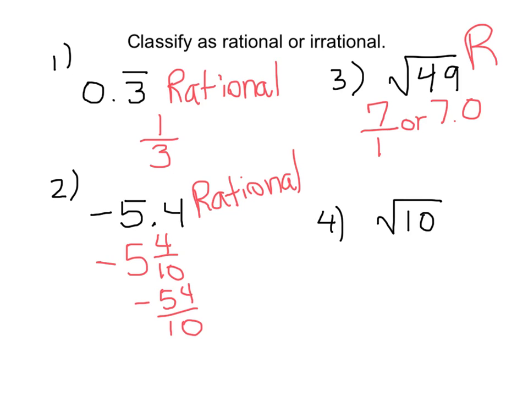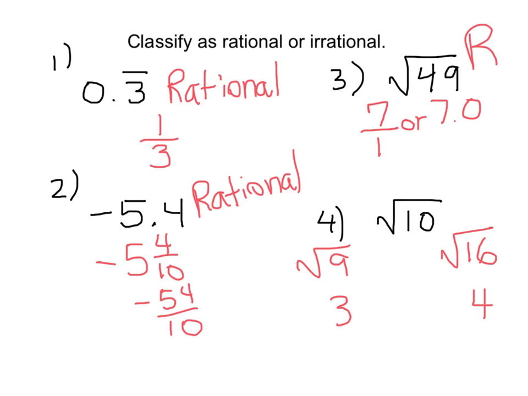Finally, number 4. Now, number 4 is a square root of a number that's not a perfect square. Now, square root of 10 is not 5 because we're not dividing by 2. We're looking for the number that multiplies by itself to make 10. Well, we know that 3 squared equals 9, so the square root of 9 is exactly 3, and that 4 squared is 16, so the square root of 16 is 4. So square root of 10 is going to be between the numbers 3 and 4.